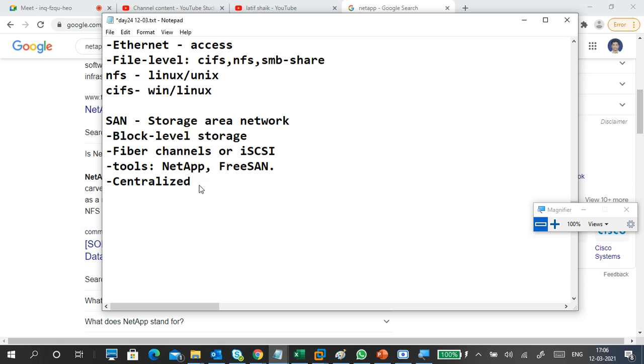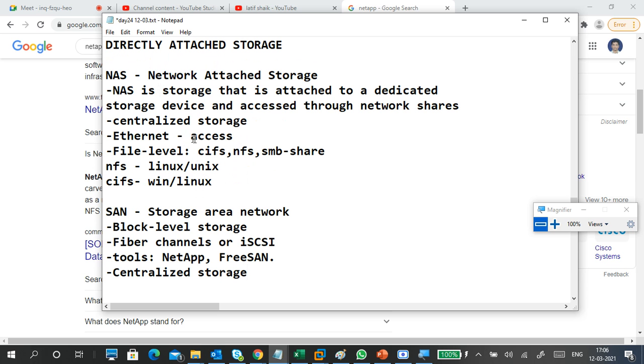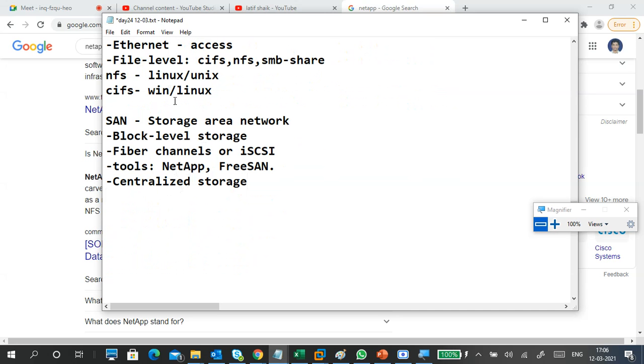It is also a centralized storage. Okay, so because it's a block level storage, not this protocol, we use iSCSI. We use certain terminologies like LUNs, logical unit numbers. So different terminologies we use here in a SAN.